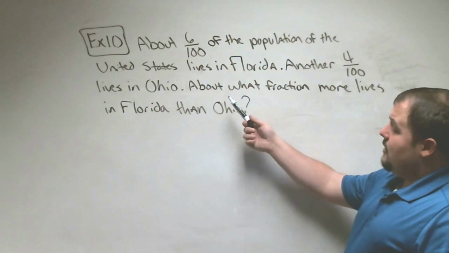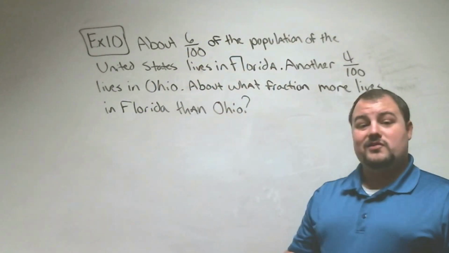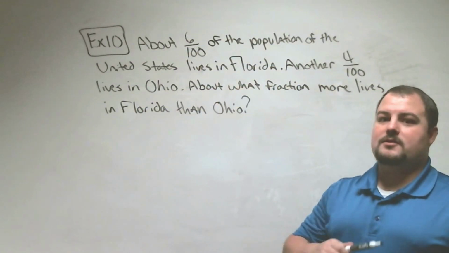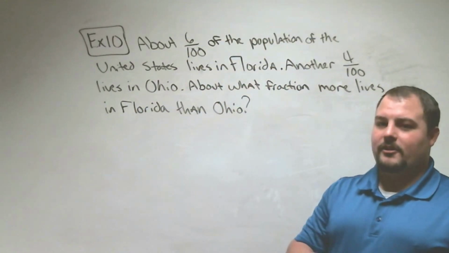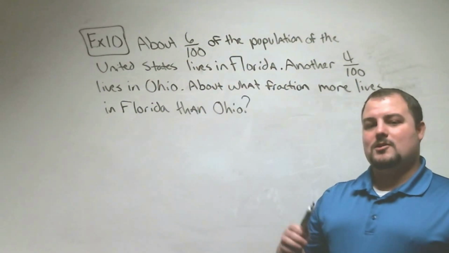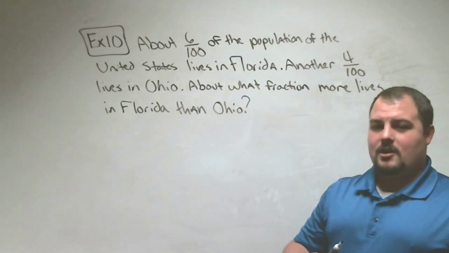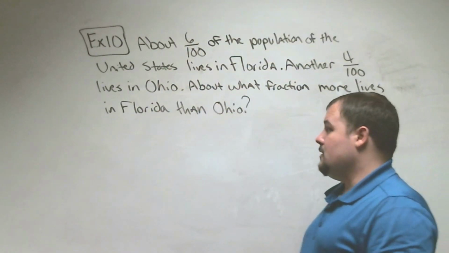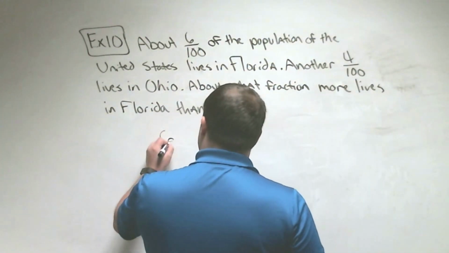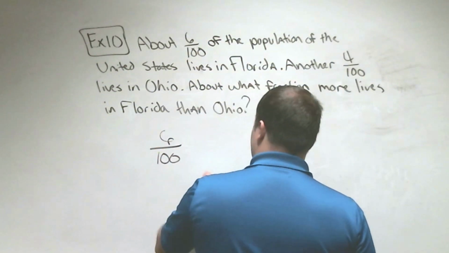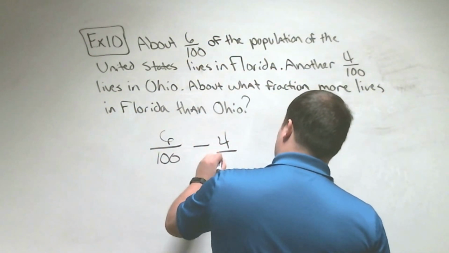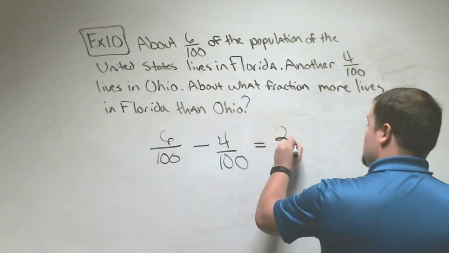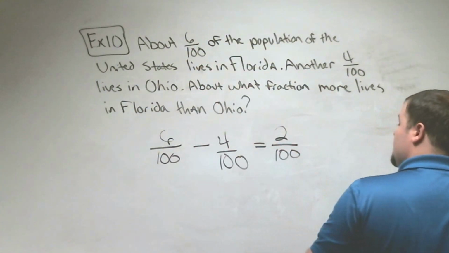Now the question is, what fraction more lives in Florida than Ohio? So what we're going to do is take Florida and take away Ohio to figure out how much more live in Florida than Ohio. So we have 6 out of 100 live in Florida. We subtract 4 out of 100 that live in Ohio. 6 minus 4 is equal to 2 out of 100.